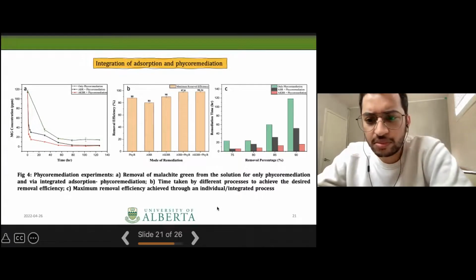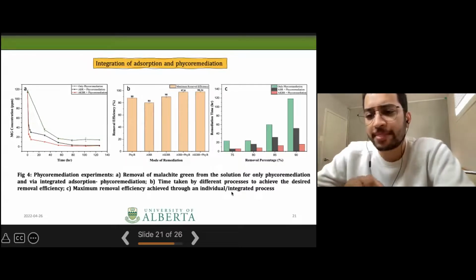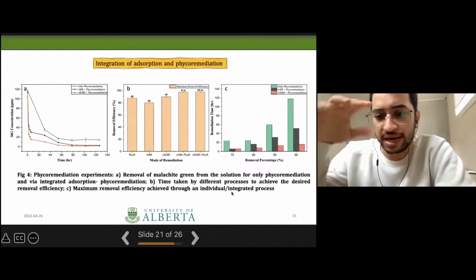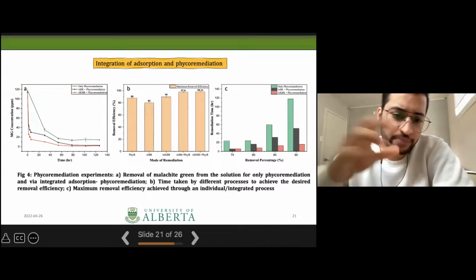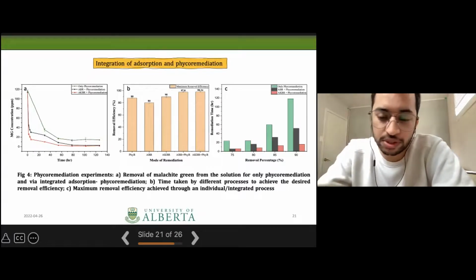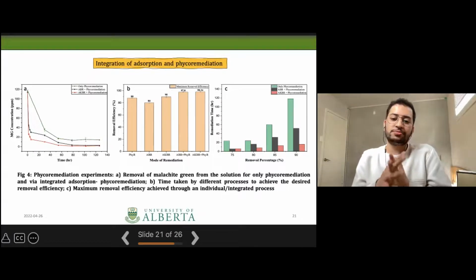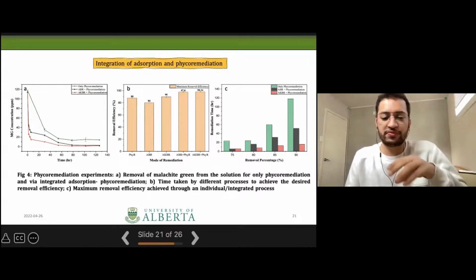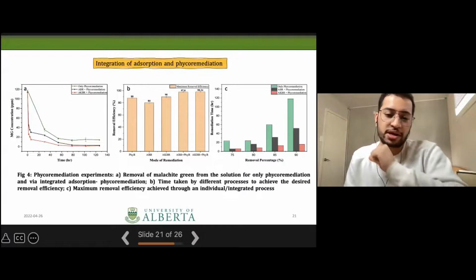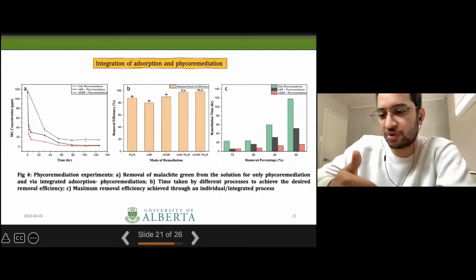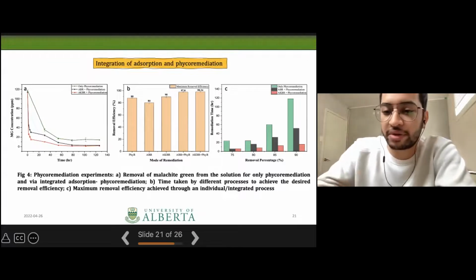The reason could be, as was studied previously also, that higher dye concentrations impede algal growth, consequently affecting the removal efficiency. However, when you perform adsorption, it will significantly reduce the malachite green concentration. Then if you grow algae in it, it could effectively grow and remediate the dye.